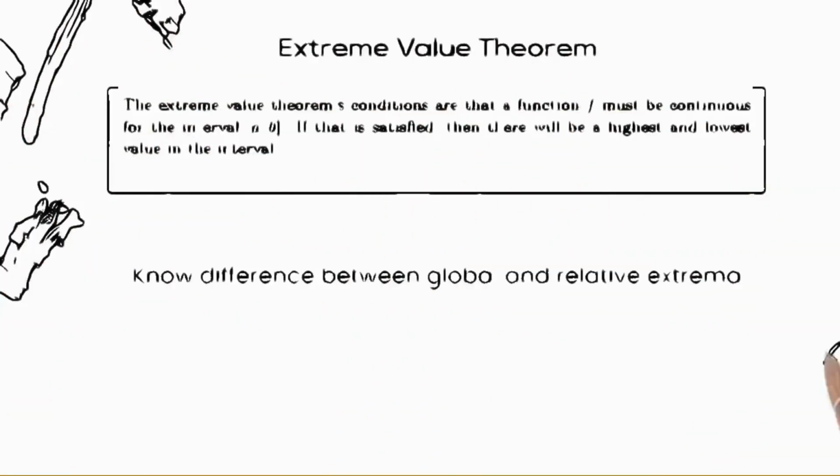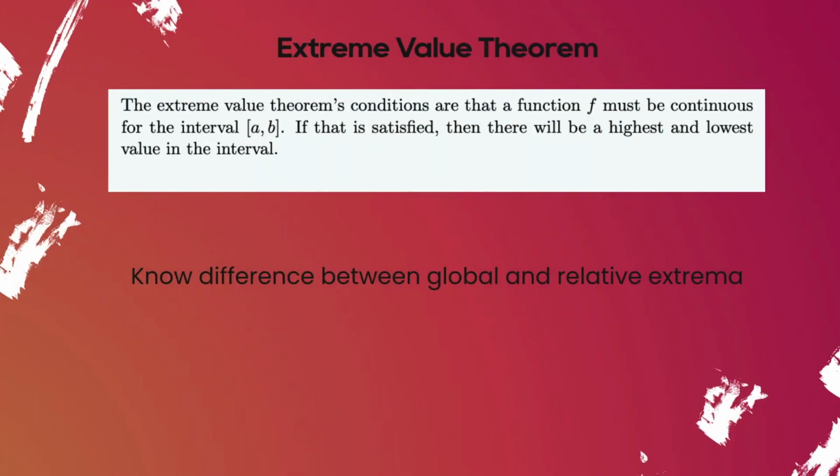Now the extreme value theorem is extremely important, and it's basically used when our function f is continuous for the closed interval from a to b. And if that is satisfied, then this interval will have the highest and lowest value in that interval.